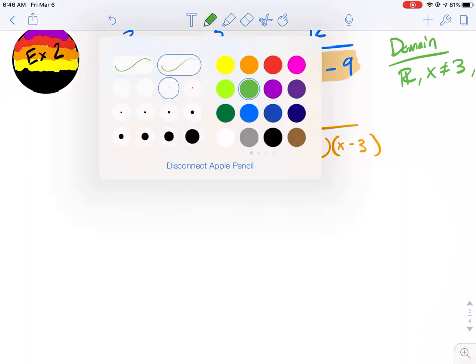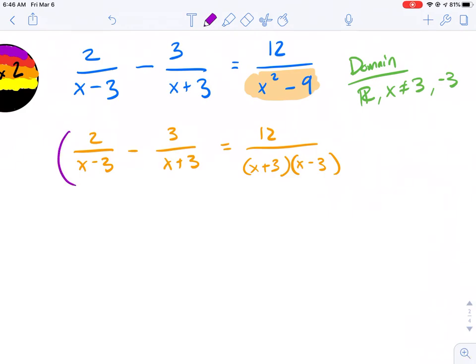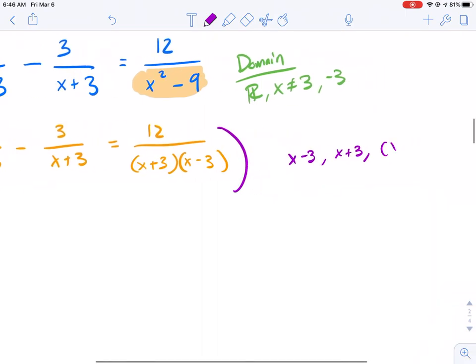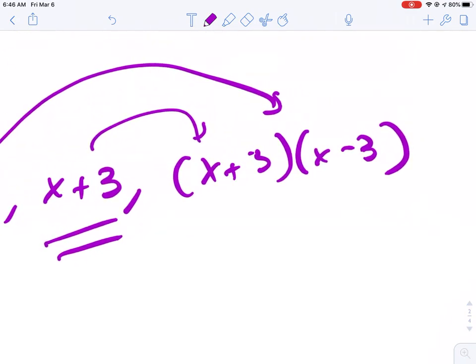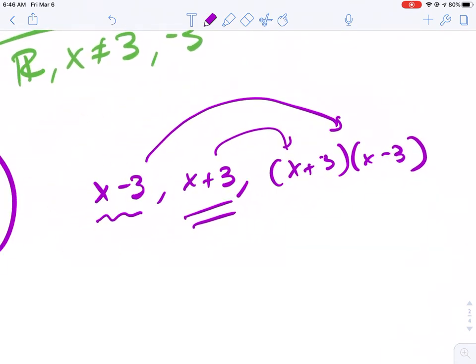Now, this is kind of the tricky part that most people struggle with. I need to determine what I need to multiply both sides by in order to get rid of the denominator. Remember, it's the least common multiple. What does x minus 3 go into? What does x plus 3 go into? And what does x plus 3 times x minus 3 go into? Usually, you should check the biggest one. A lot of times, these other two are going to be factors of the bigger one. And that's the case here. x minus 3 is a factor of x plus 3 times x minus 3, and x plus 3 is a factor of x plus 3 times x minus 3 as well.